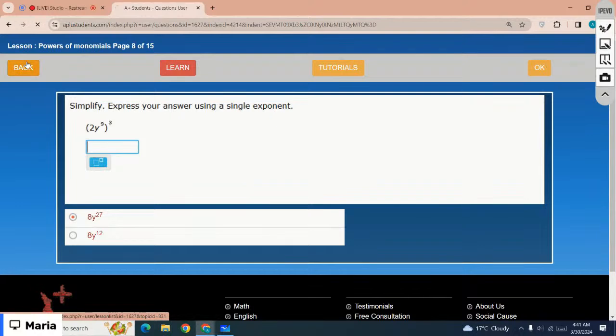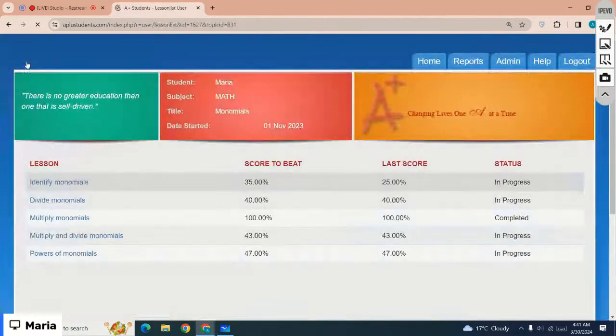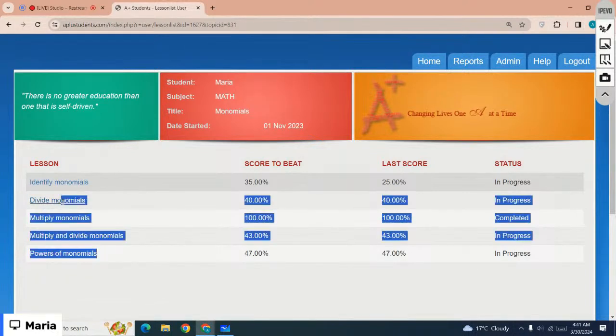Okay, you can complete the lesson by yourself later today. So, we were working on grade 9 math. The chapter we were working on is monomials. The lessons we have covered today are identify monomials, divide monomials, multiply and divide monomials, and power of monomials, right? So please make sure before the next session you complete all the practice questions for the lessons we did today. That is your homework until next session, right?